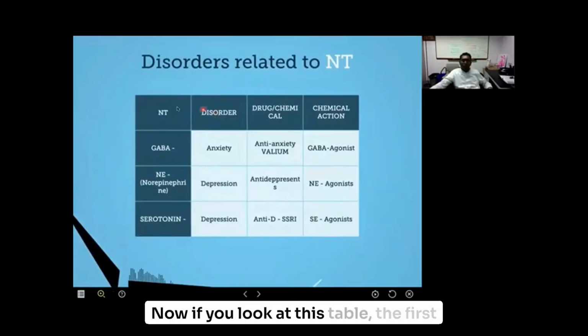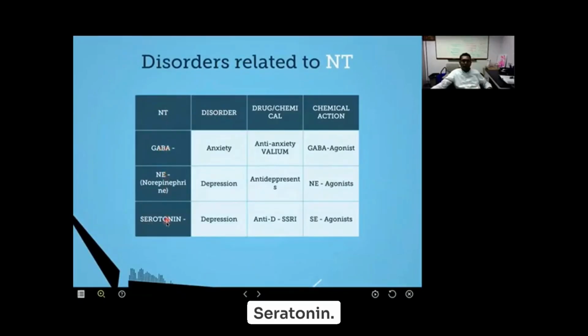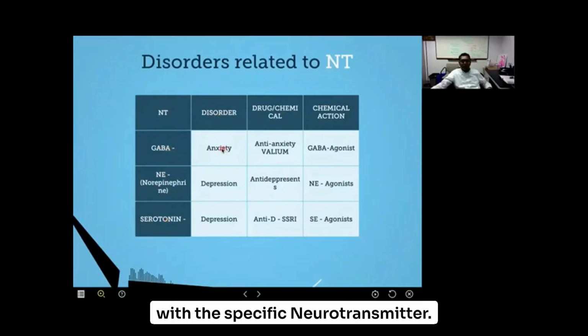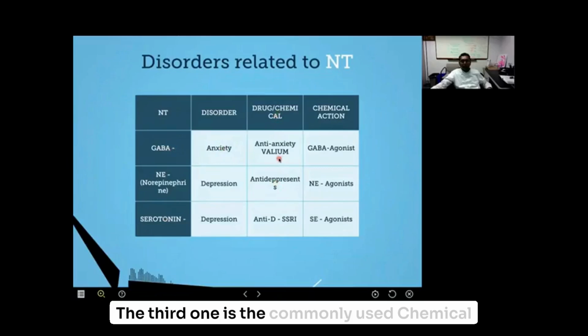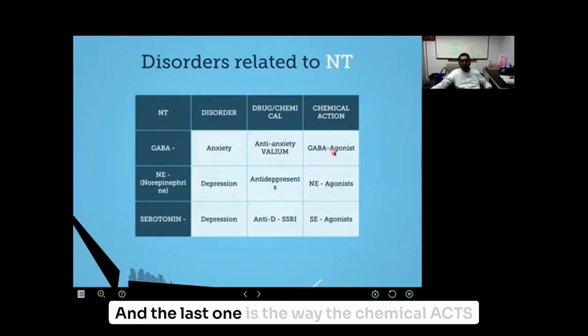Now, if you look at this table, the first column is about neurotransmitters. So the first ones are GABA, norepinephrine, and serotonin. The second column is the disorder associated with the specific neurotransmitter. The third one is the commonly used chemical drug for that particular condition. And the last one is the way the chemical acts on the nervous system.